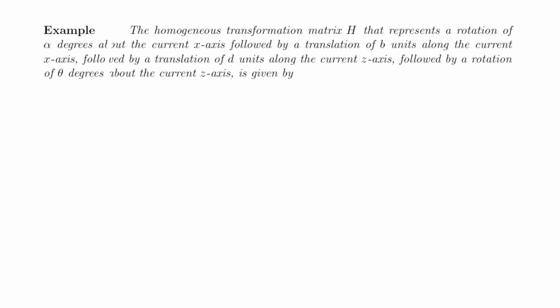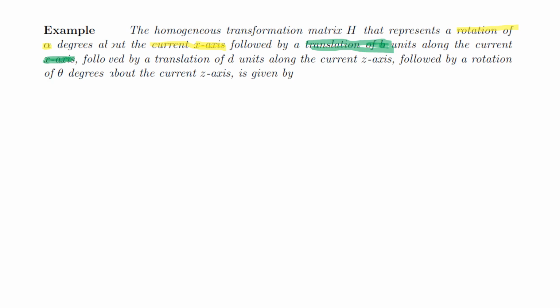Now in the very last stage, let's see one quick example. Over here you have a homogeneous transformation matrix H to be constructed when you know that you are going to have initially a rotation of alpha degrees about the current x-axis. So this is the first transformation. The second transformation is a translation of B units along the current x-axis. So this is again the x-axis, but it is translation that we are trying to handle.